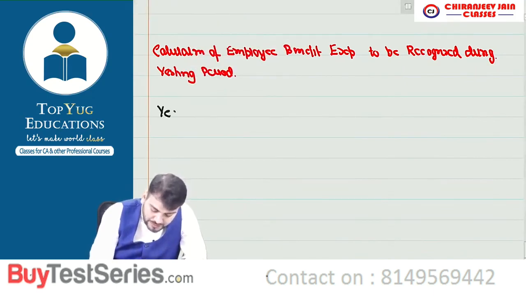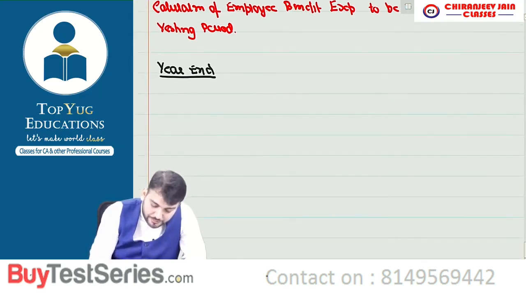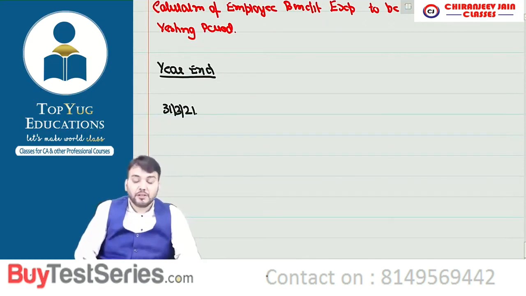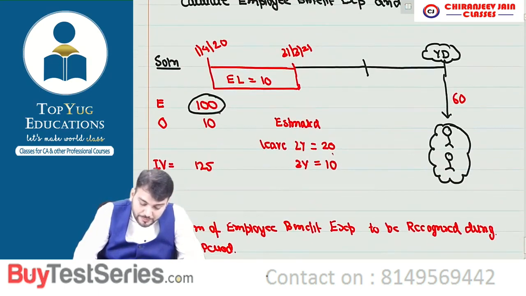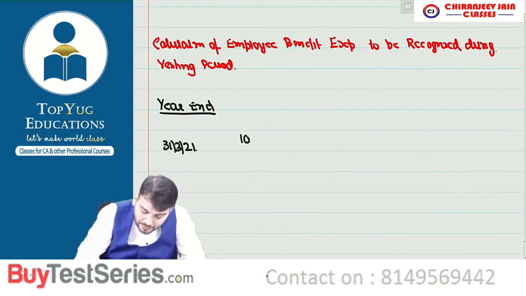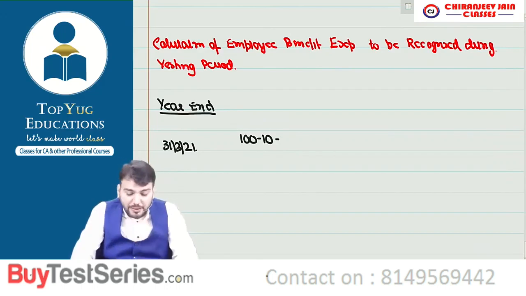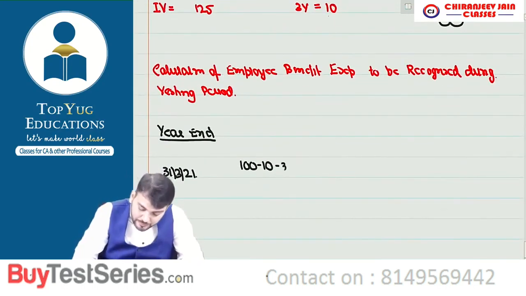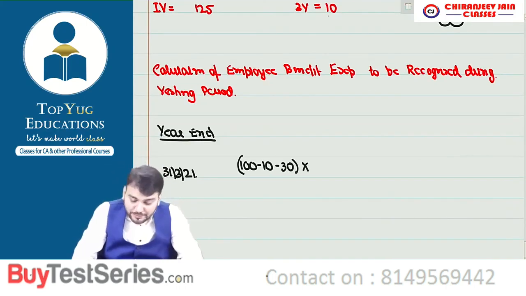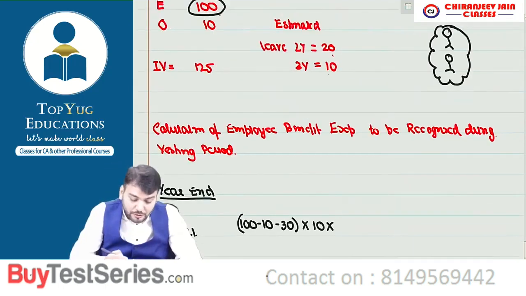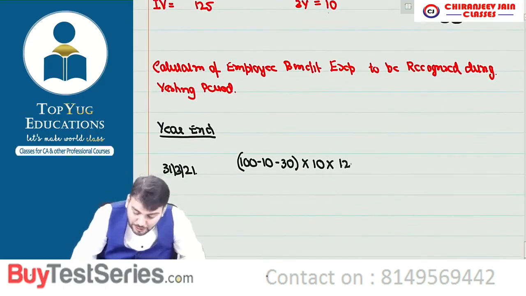So can I say this will be year end 31st March 2021, correct? So how many employees will you take? 100 minus 10. Actual number of employees minus estimated number of employees is what? 30, correct? Into options per employee, that is 10, into intrinsic value per option. So the intrinsic value of the option is what? 125.